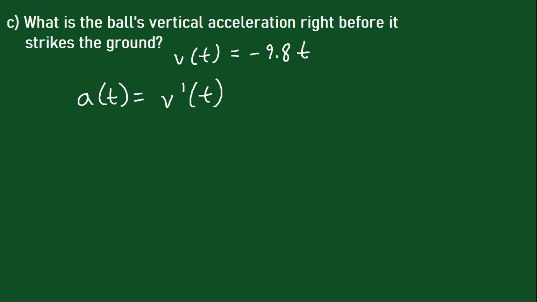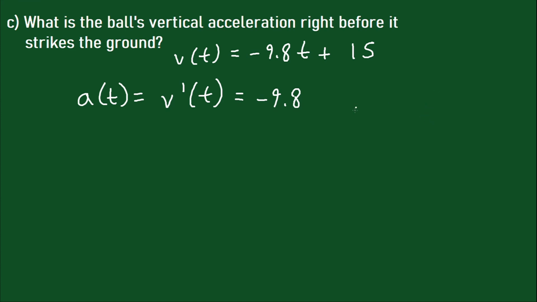Okay, let's take a look at part C. What is the ball's vertical acceleration right before it strikes the ground? Okay, so the acceleration graph, to find that, all we have to do is take the derivative of v at t. So to go from the height graph or the height equation to the velocity equation, we took the derivative. To go from the velocity equation to the acceleration equation, we take the derivative again. So just to remind you, the v at t was equal to negative 9.8 t plus 15. If I take the derivative of that down here, you're going to get negative 9.8, and that's it.